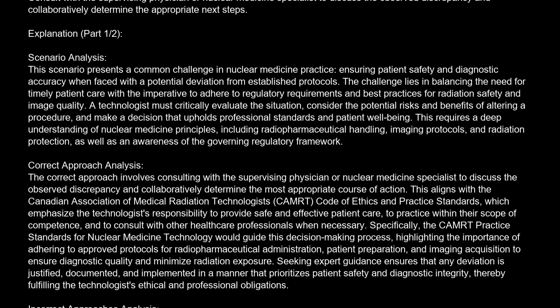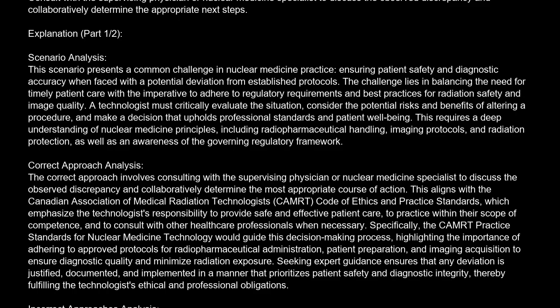The challenge lies in balancing the need for timely patient care with the imperative to adhere to regulatory requirements and best practices for radiation safety and image quality. A technologist must critically evaluate the situation, consider the potential risks and benefits of altering a procedure, and make a decision that upholds professional standards and patient well-being.